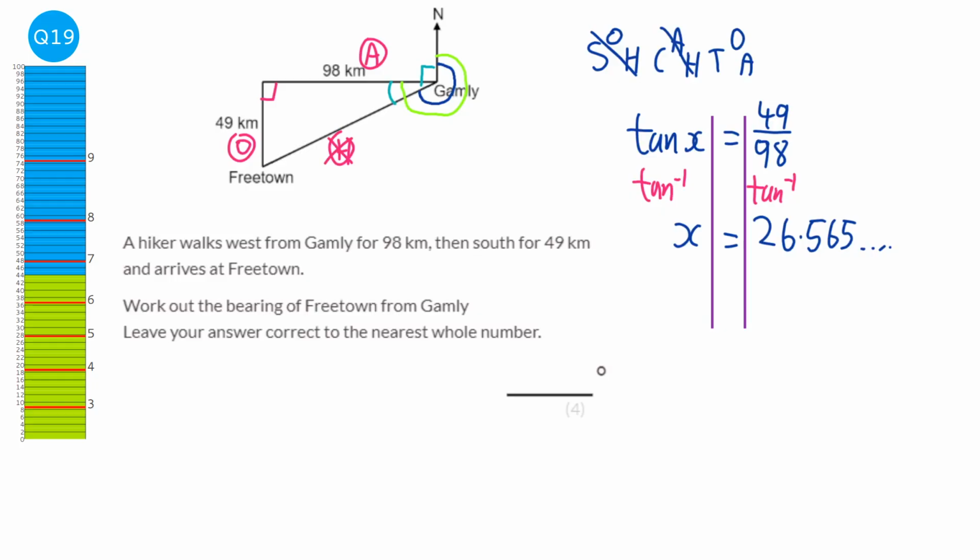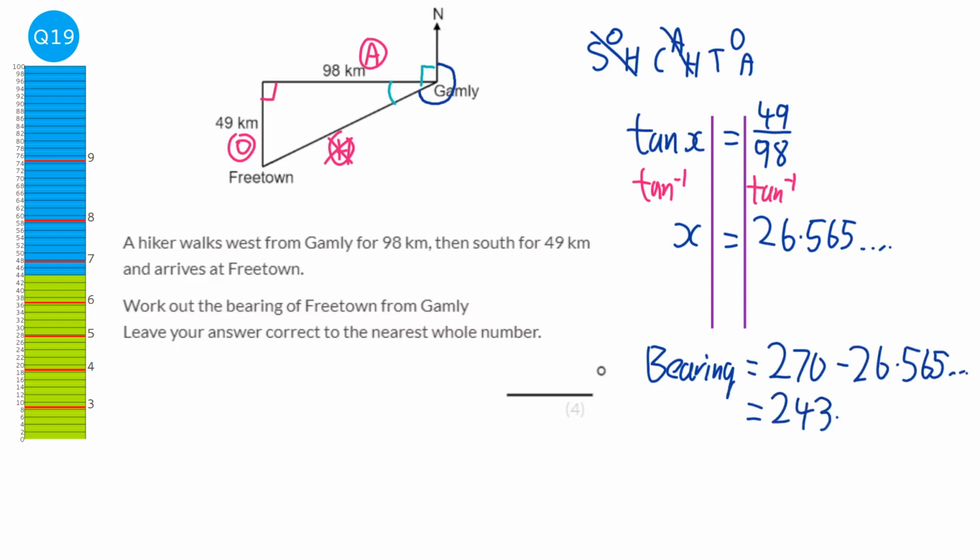Okay, so we know that the whole of the way around up until this point is 270, because we've got this 90 degree left. So what I'm going to do now is we're just going to work out the bearing. So bearing, we're just going to do 270 take away the 26.565, and so on. And that gives us 243.434, and so on. It says it wants it to the nearest whole number, so that's going to be 243.